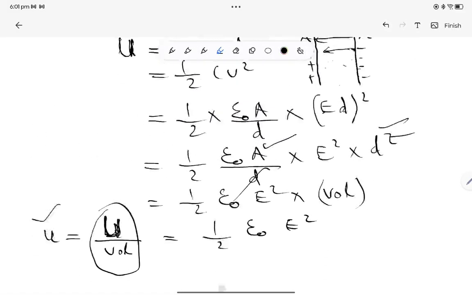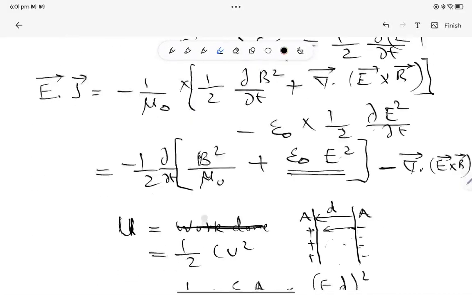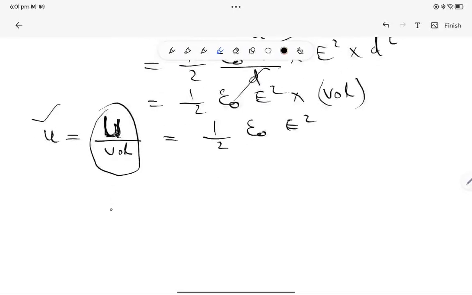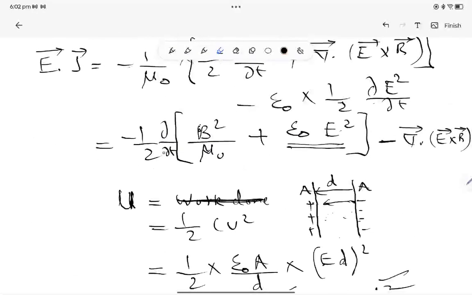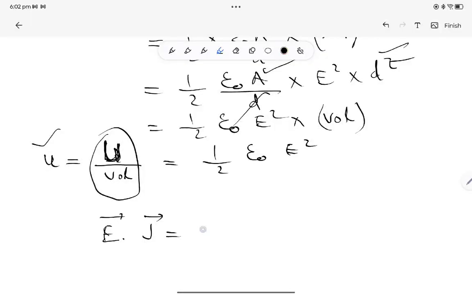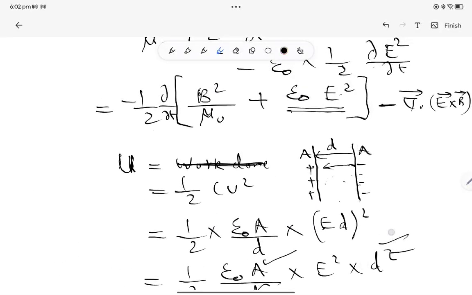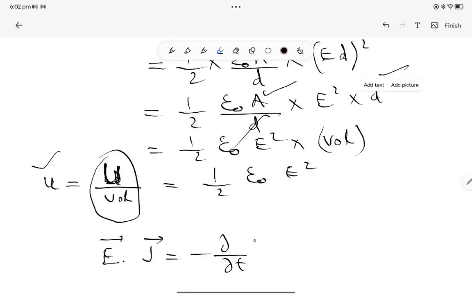Thus, we can write in this equation, E dot J is equal to minus d by dt of energy density in magnetic field plus energy density in electric field.